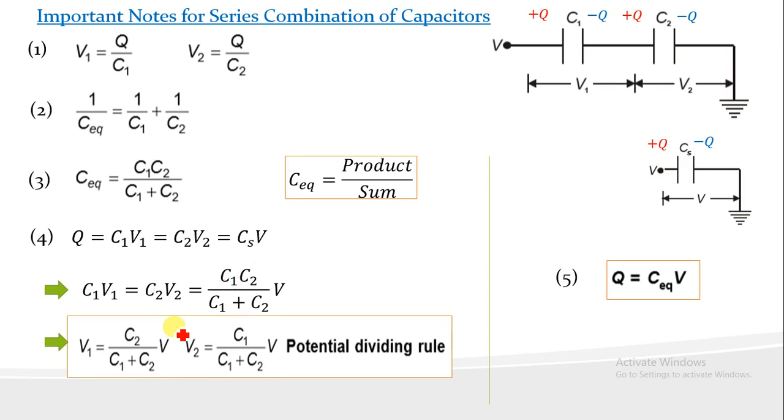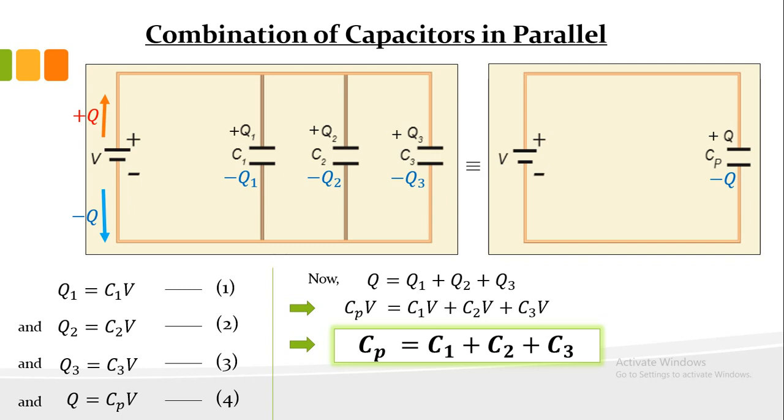Now combination of capacitors in parallel. In parallel means what? One plate of each capacitor is connected at one potential and the other plates are all together connected at one potential. This is called parallel combination. You can see in the figure. In this situation, what will happen?